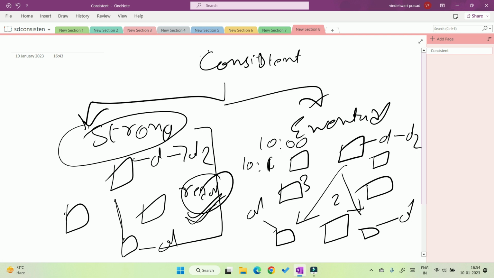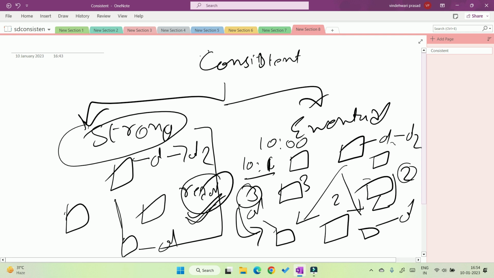If any person comes at 10 a.m. plus 1 second, what will happen? If they reach this server or this server, then even in eventual consistency they get the old data, but after 2 seconds they get the new data here, and after 3 seconds they get the new data here. So eventual consistency is that consistency in which they do not do anything, but eventually after some time the data gets updated. Social media follows it, and many other applications you see in today's world.